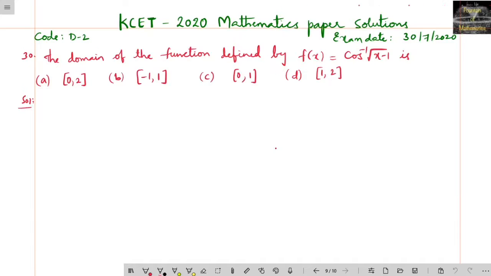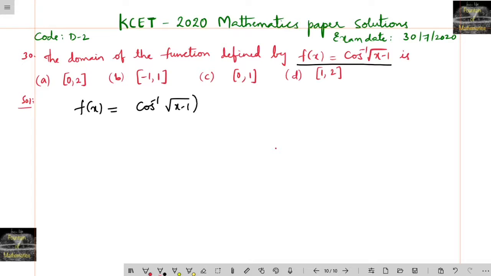Question number 30. The domain of the function defined by f of x is equal to cos inverse root of x minus 1. We know the domain of cos inverse x is the closed interval minus 1 to 1, that is x belongs to [-1, 1]. And here what is x? Root of x minus 1. Root of x minus 1 must lie between minus 1 and plus 1 according to the condition.